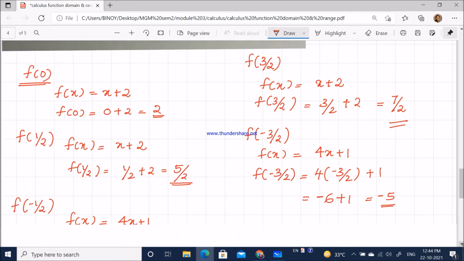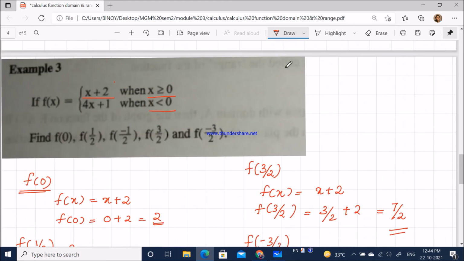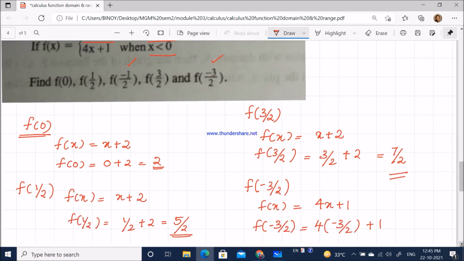So, we got the equation by applying the condition. Whenever the corresponding x is greater than or equal to 0, we need to apply this equation, and if it is less than 0, always think that it will be a negative value. So, minus half and minus 3 by 2 come under the equation 4x plus 1.